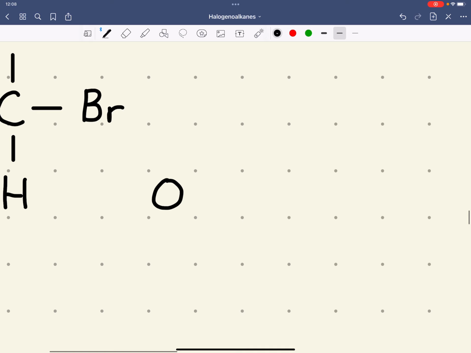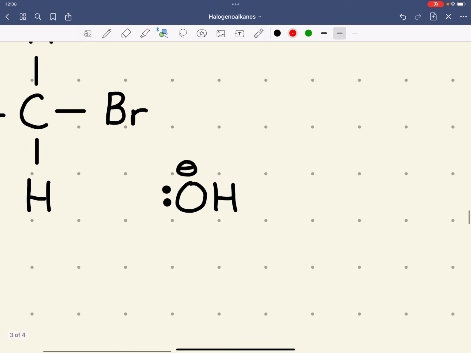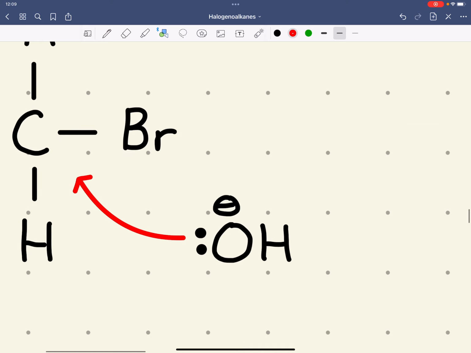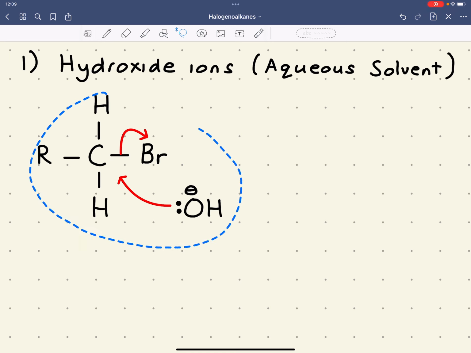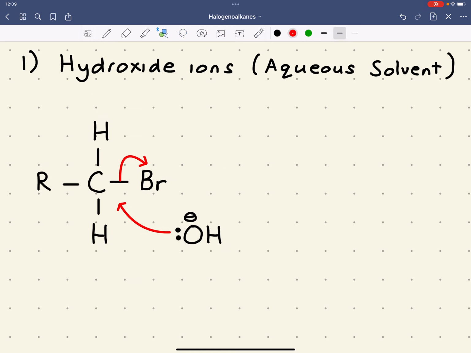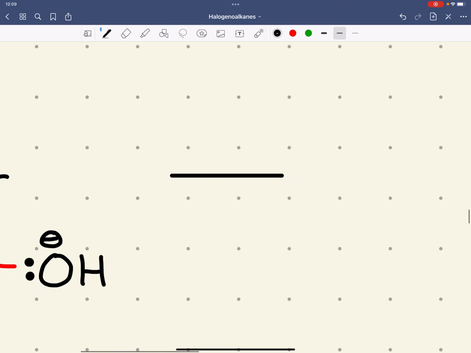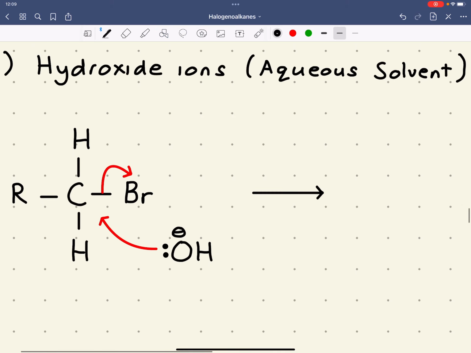So what we get then is our hydroxide ions, and the key is the lone pair on the oxygen, negative charge on the oxygen, and we get attack from the lone pair to the delta positive carbon, and then a breaking of the carbon-bromine bond. Remember, when bonds break, the pair of electrons go towards the most electronegative atom. We call this an SN2 mechanism. It's a one-step concerted mechanism where bond breaking and bond forming occurs at the same time.